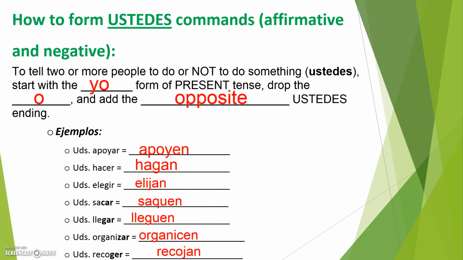Entonces, muchos ejemplos aquí. Apoyar, if you're telling a bunch of people, hey, you guys, support this. Apoyen. Hacer, hagan. Elegir, elijan. Sacar, saquen. Llegar, lleguen. Organizar, organicen. Y recoger, recojan. Notice the jota.